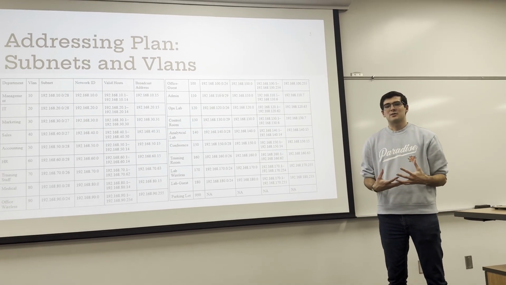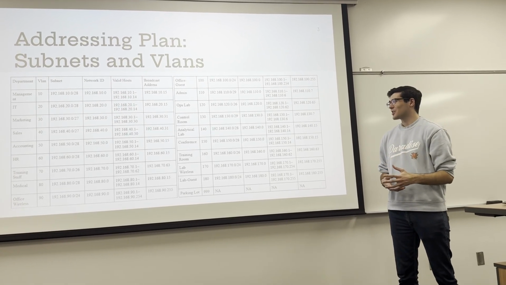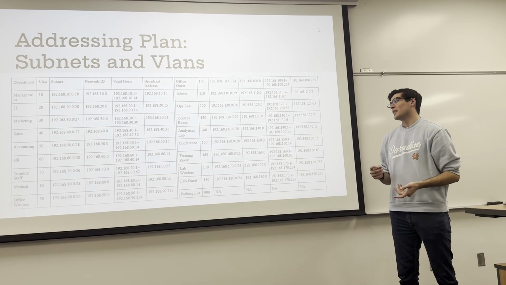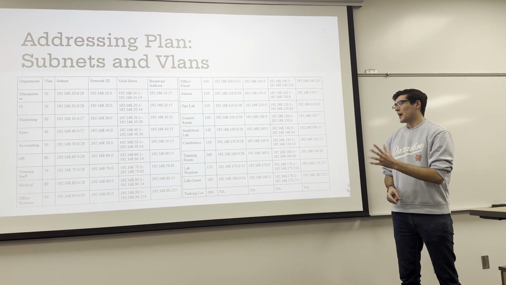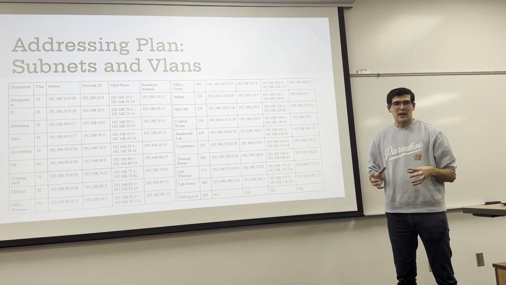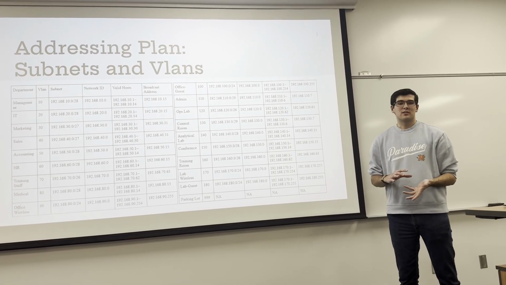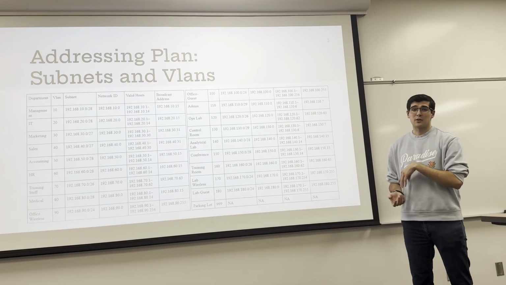We know that the company is making a lot of moves in the market. We know that the company is growing quickly, and so it's important to have that built into the system. For example, that management subnet can facilitate up to 14 users in that office. At the moment, there are like 5 or 6 users in that office. This allows us to have more than double that.